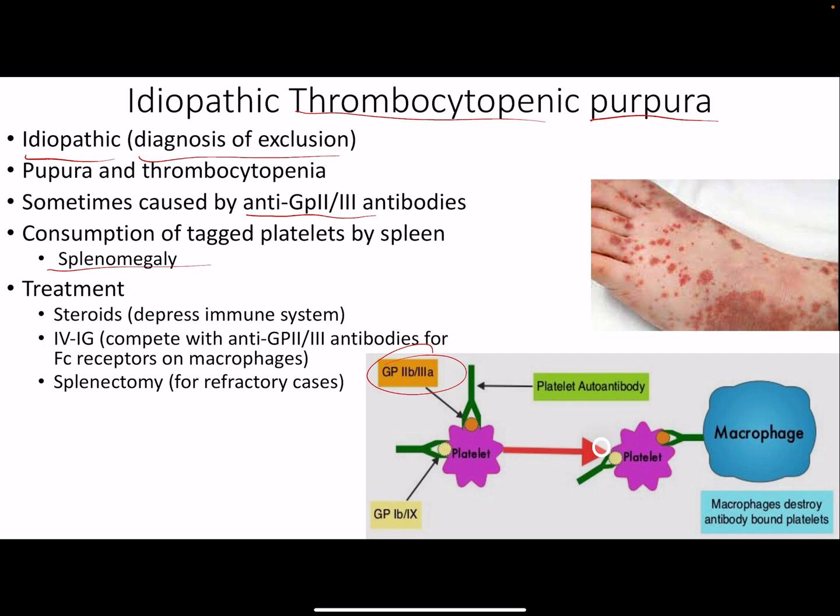Treatments would be just, let's depress the immune system with steroids. You can flood somebody with IVIG, which really just means we're flooding with Ig antibodies, which will compete for the macrophages' attention in the spleen. So rather than the spleen binding to the platelet autoantibody, it'll bind to one of these antibodies. It's just a competitive inhibitor, so you're just going to have less platelet consumption. You can also just take out the spleen in refractory cases where they're not responding to steroids or IVIG.